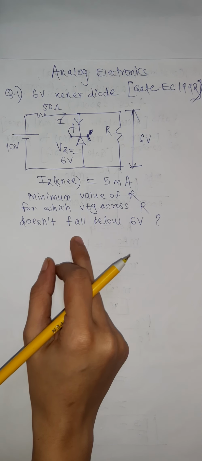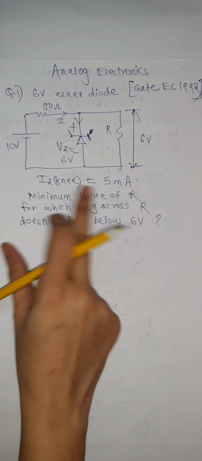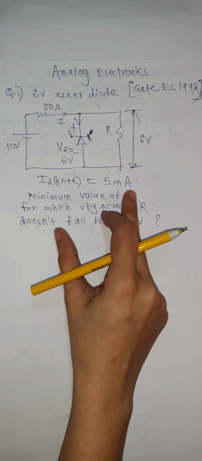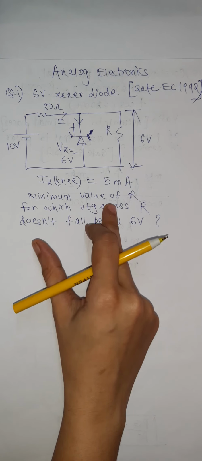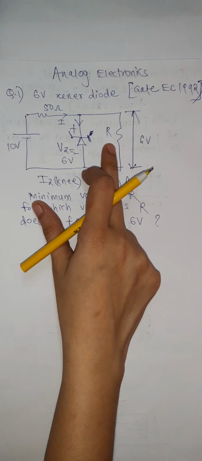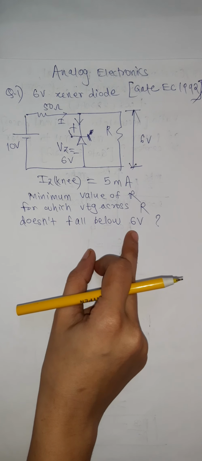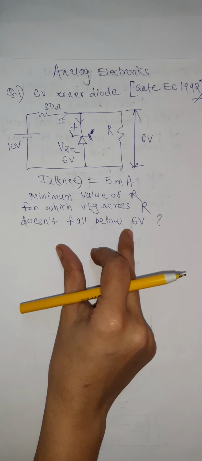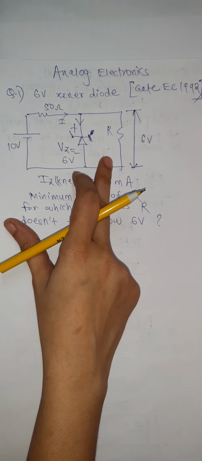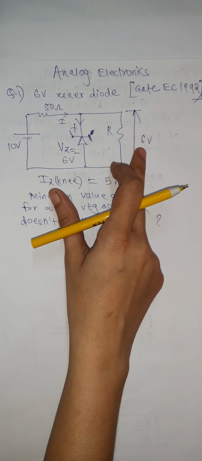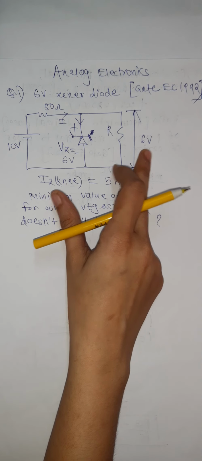A 6 volt Zener diode is given in the figure where the Zener knee current IZ is 5 milliampere. Then find the minimum value of this resistance R for which the voltage across this resistance R doesn't fall below 6 volt. So in this question it is asked to find the value of resistor R for which the voltage across this R, that is 6 volt, remains constant and does not change.